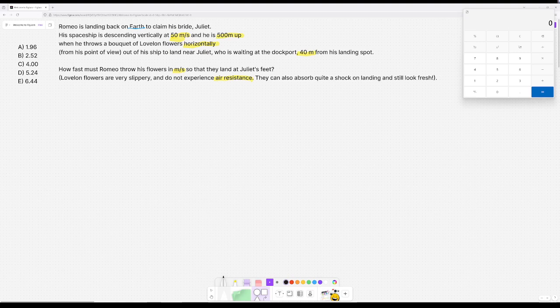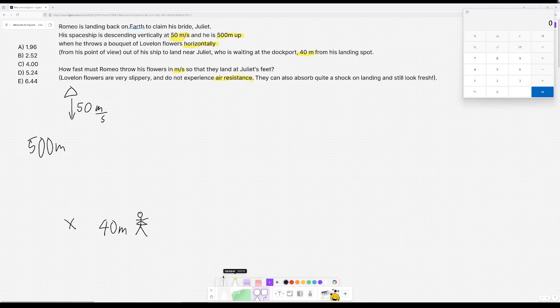So let's draw this diagram. We have Romeo's spaceship, and he's above a spaceport by about 500 meters. We have Juliet standing over here from the spaceport. She's about 40 meters away. Now, we have Romeo in his spaceship as he's throwing the flowers, descending at 50 meters per second. Let's just draw it going that way.